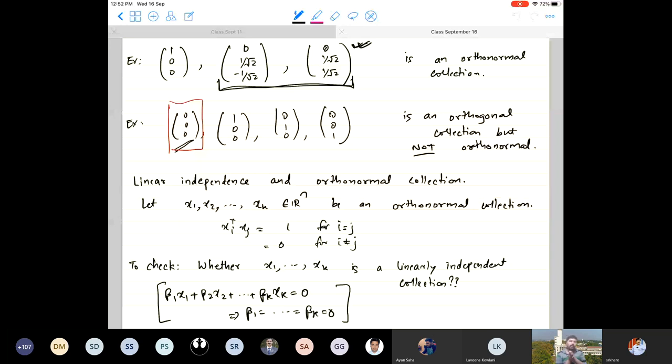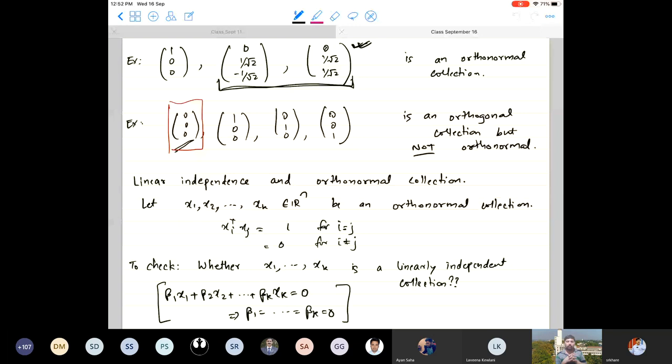It depends on what vectors x1, x2, up to xk you have. Based on those vectors, you will have corresponding orthonormal vectors. So the first vector x1 is 1, 1, 1 in R3, right? Then what will be q1? q1 is 1 by root 3, 1 by root 3, 1 by root 3. Do you understand? That will be your q1.